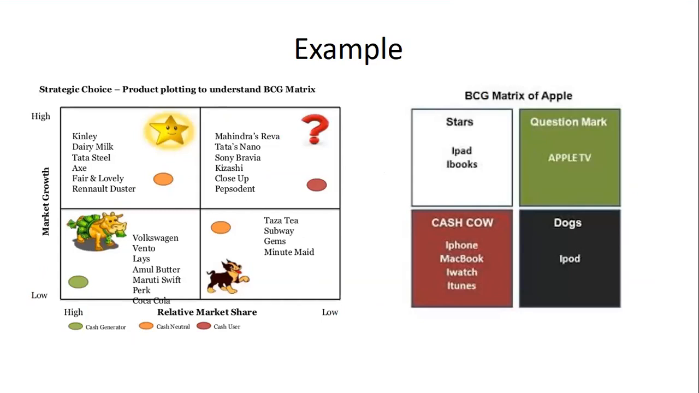So I have given a separate example of Apple, that is the stars, the question mark, the dogs, and the cash cow. So iPods, okay, question mark was an Apple TV, but the star was an iPad and iBook, okay. Cash cow was in the form of MacBooks. So this was an exclusive example of Apple.